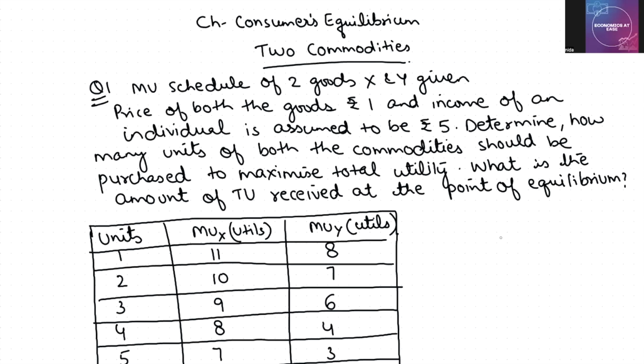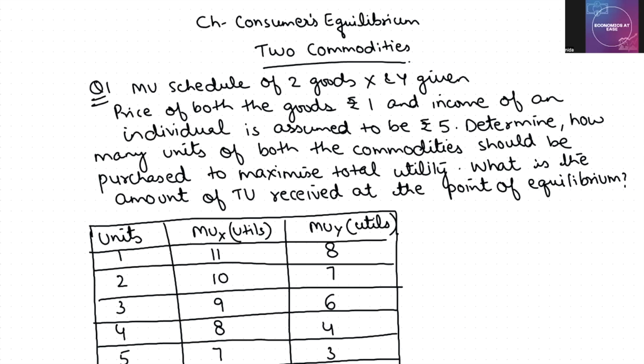I'm the educator and today we are going to solve a question from the chapter Consumer's Equilibrium from Microeconomics. When two commodities are given and you need to find the consumer's equilibrium, first we should know whether it is a cardinal or ordinal utility. So this one is a cardinal one.